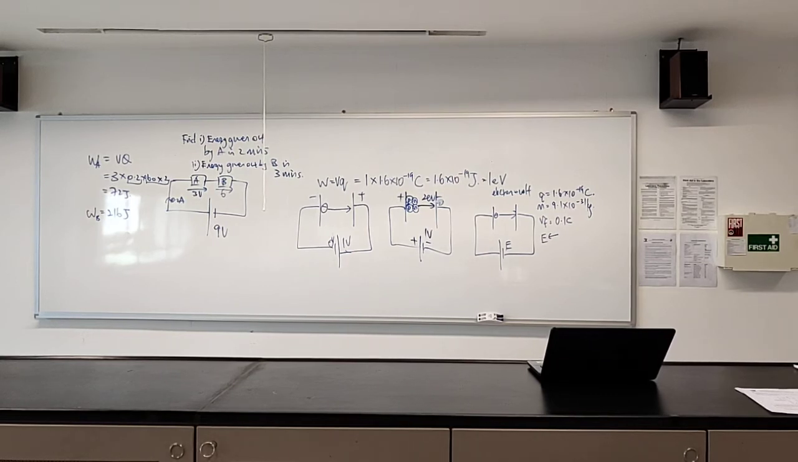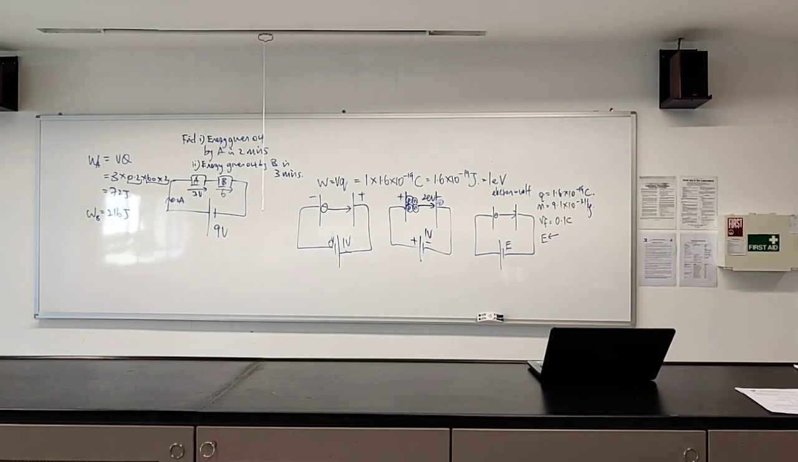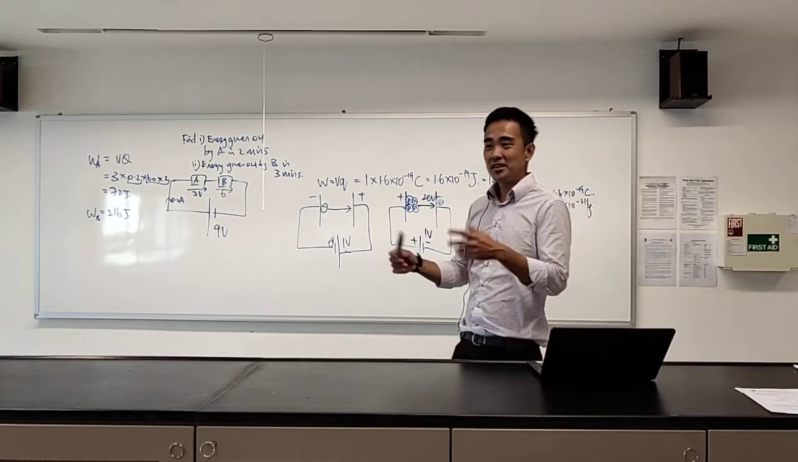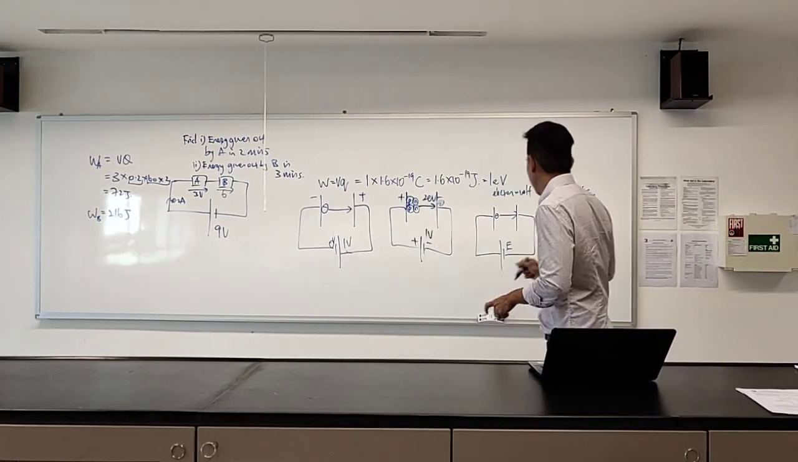Let me try 0.5 times 9.1 times 10 to the power minus 31 times 3 times 10 to the power 7 squared, divided by this. I got 2560 volts. 2560 volts. Which actually is not very high if you think about this. 2560 volts. Anyone got it?